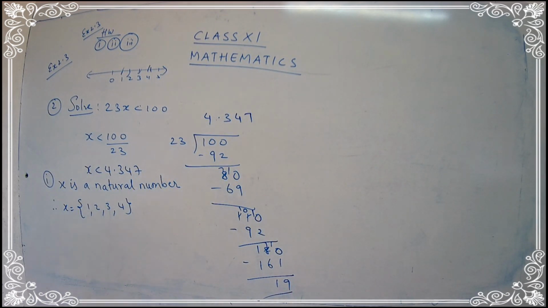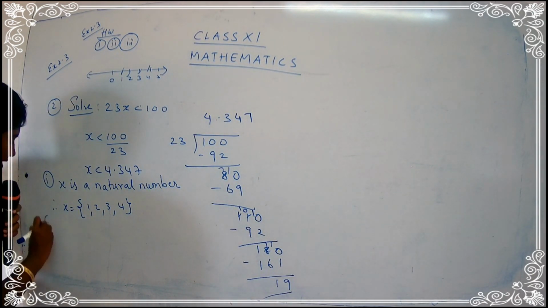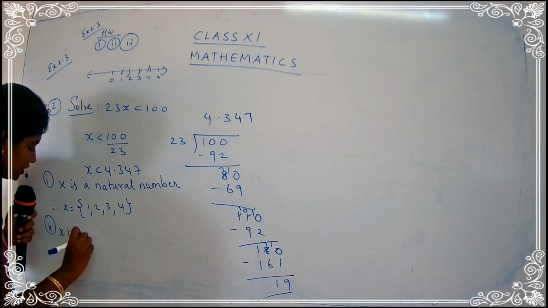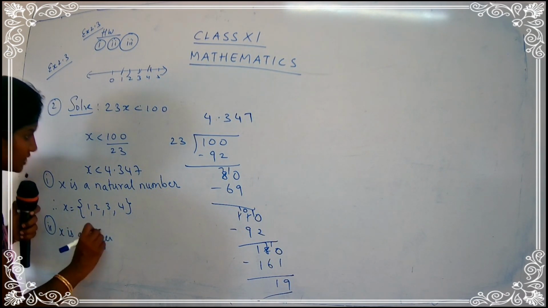I hope you have taken down the answer for the first part. Okay, good. Now let's go for the second subpart. What is the second subpart given? X is an integer. Now what do you mean by integer, children?